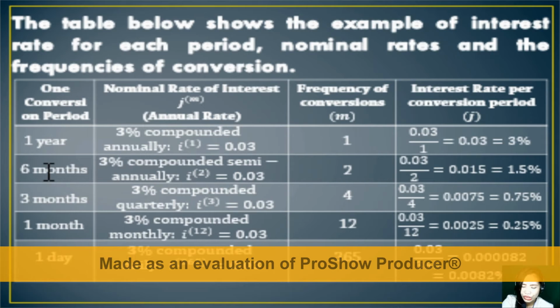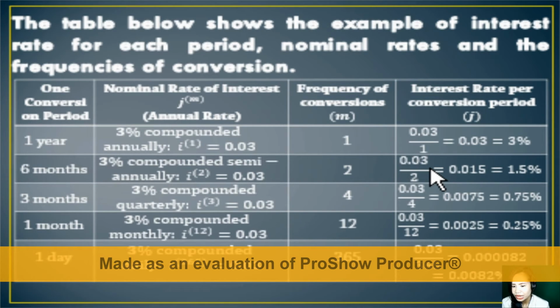What if it will be compounded in 6 months? How many 6 months are there in a year? Meaning, there are 2 frequency of conversions. First is for the first 6 months. Second is for the last 6 months in the year. So 3% is compounded semi-annually. Therefore, you have I to the power of 2 is equal to 0.03. Again, you divide it by the frequency of conversions, which is 2. The answer is 0.015 or 1.5%.